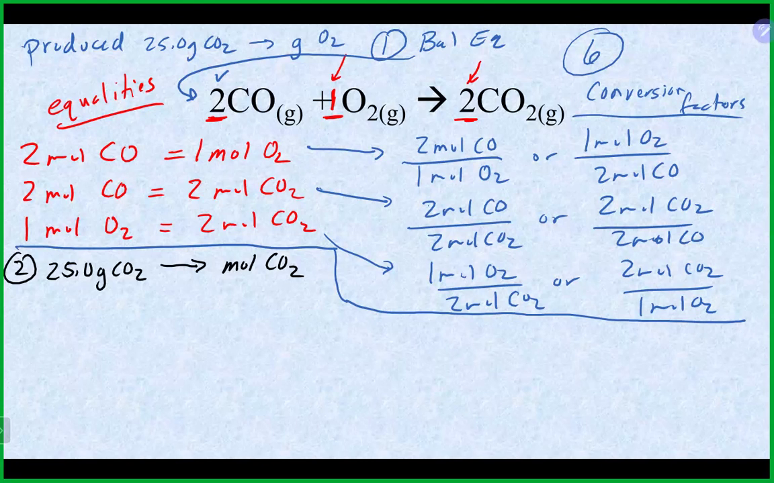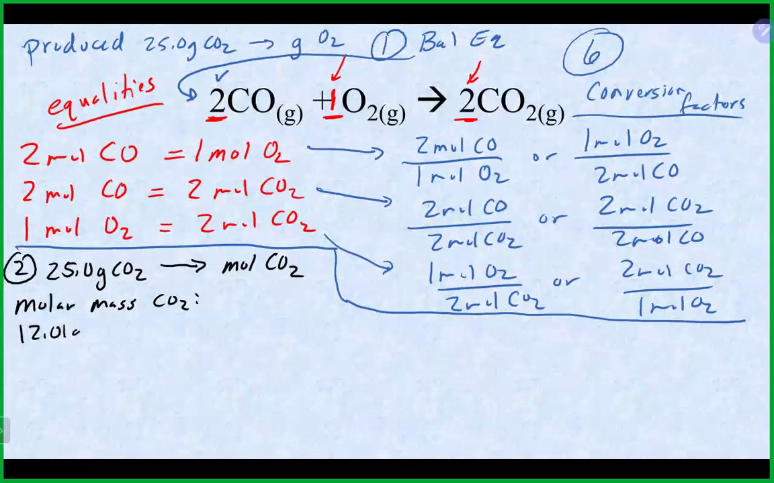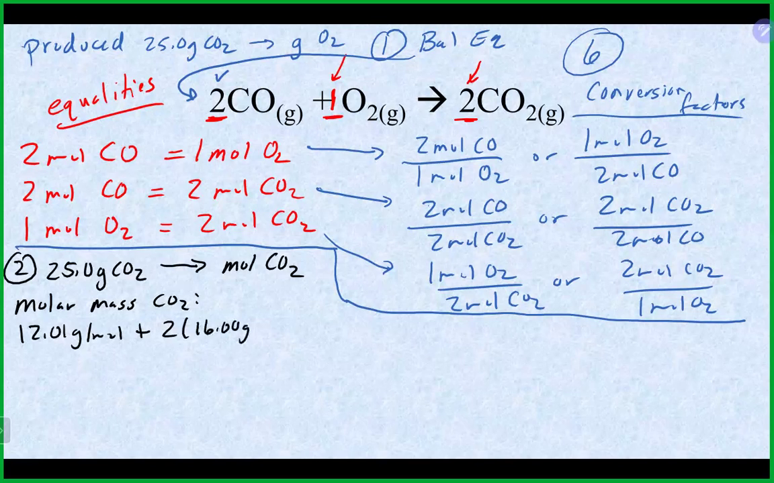In order to do grams to moles, I go to the molar mass from the periodic table. If I look at carbon, it says 12.01 underneath it. And if I look at oxygen, it says 16, and there are 2 of them here, so 2 times 16. That is going to give me 44.01 grams per mole. That is the molar mass of CO2. That is my conversion factor that I use to go from grams to moles.